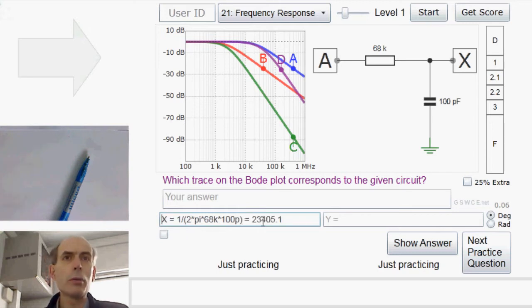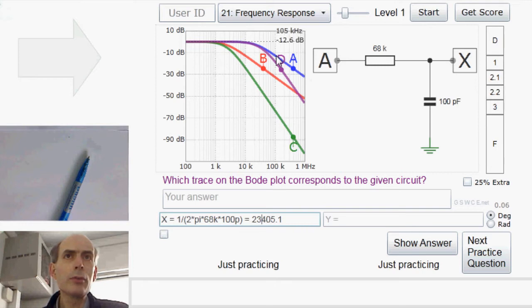That would give us about 23.4K. Right, so we're looking for a response which goes down by 3 dB at 23.4 kilohertz. So that looks like it could be either A or D. Now, there's only one pole here in this frequency response, so we'd be looking for a curve which goes down at 20 dBs per decade.